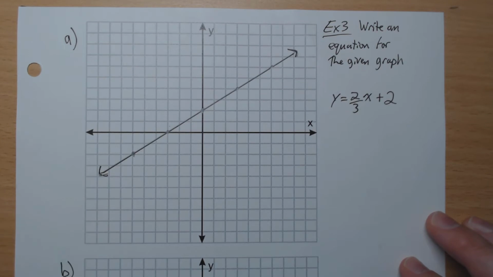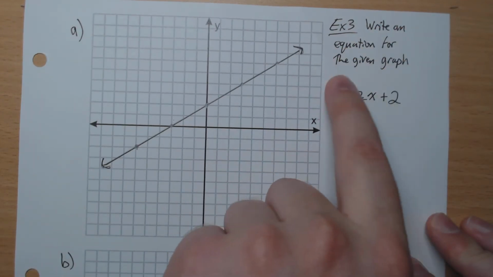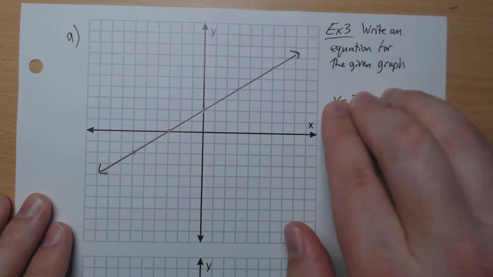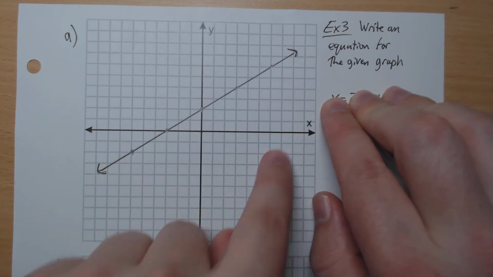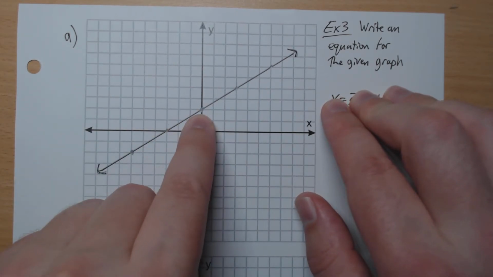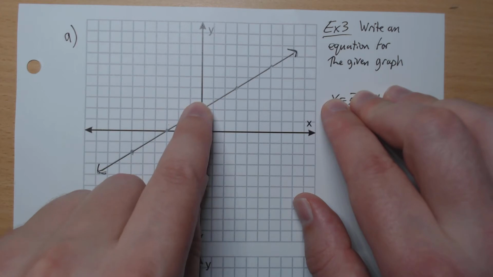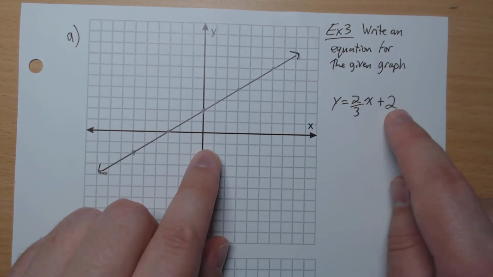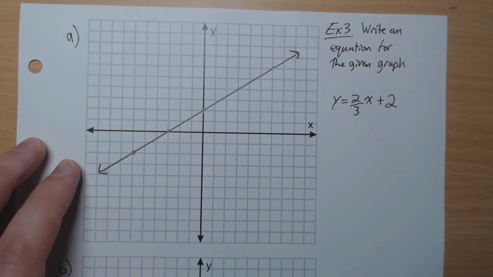Okay, now we're going to do something a little different. Write an equation for the given graph. So the equation isn't given here. We have to figure out an equation of the graph. First thing is the y-intercept. So you go 1, 2. So we know that the y-intercept is 2. Now we're going to look at the slope. We're going to look for exact coordinates here.